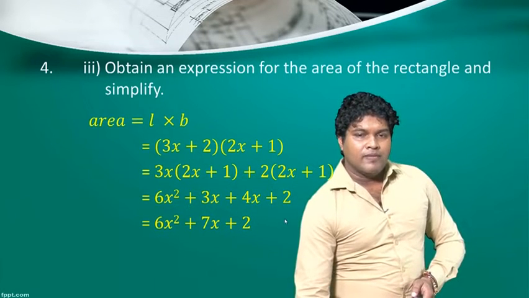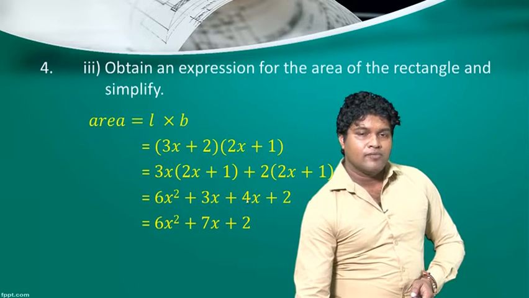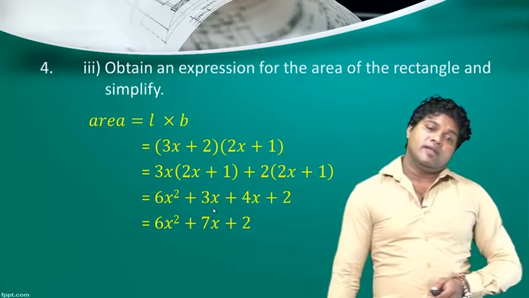Finally, you have to simplify the like terms, because of 6x squared, 3x and 4x. With 3x and 4x, you can see the like terms. 3x and 4x are the like terms. Therefore, it's given as 7x, so 6x squared plus 7x plus 2.